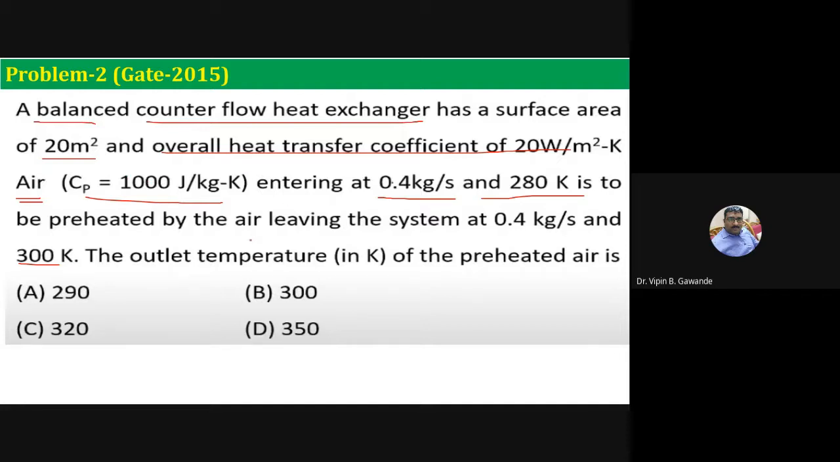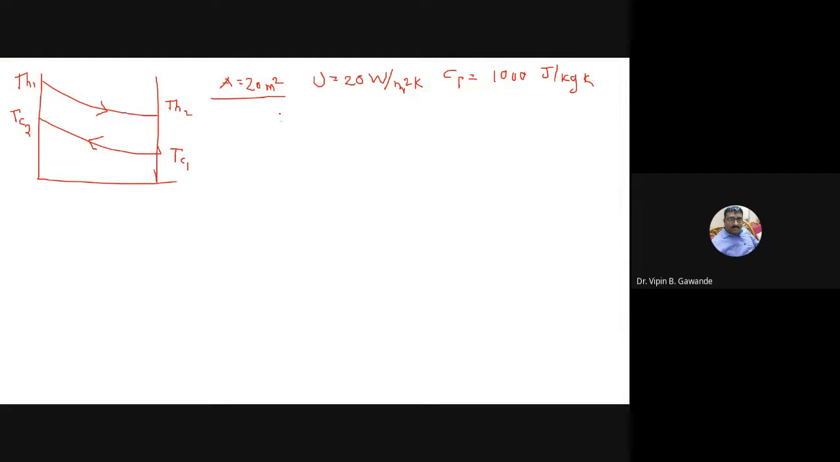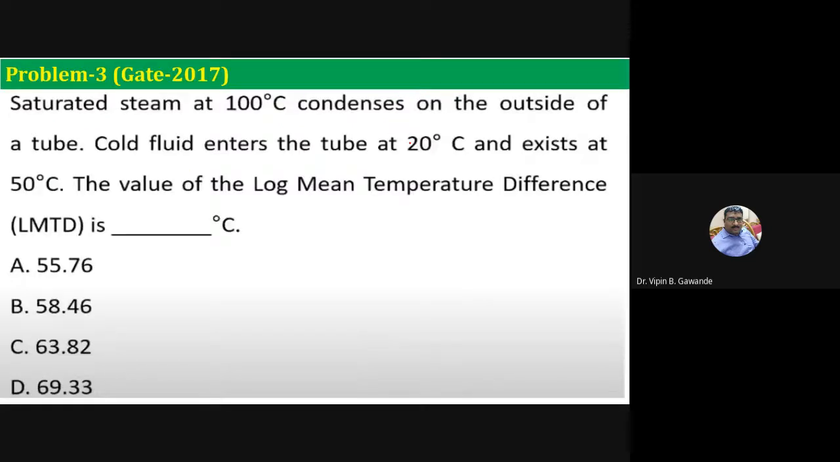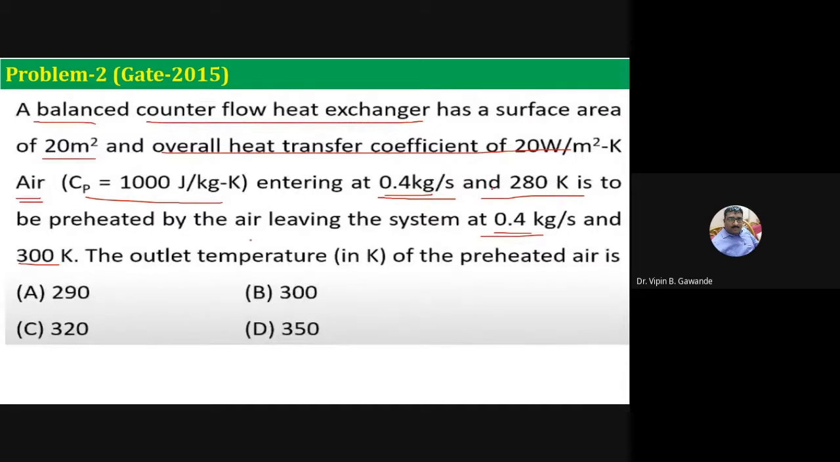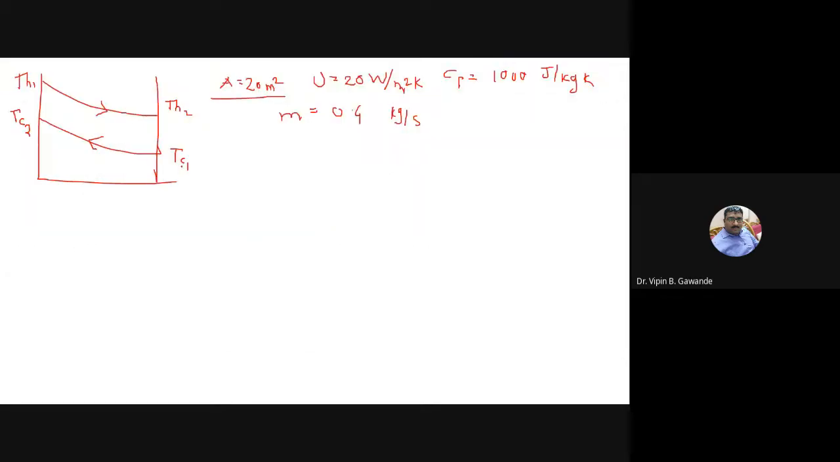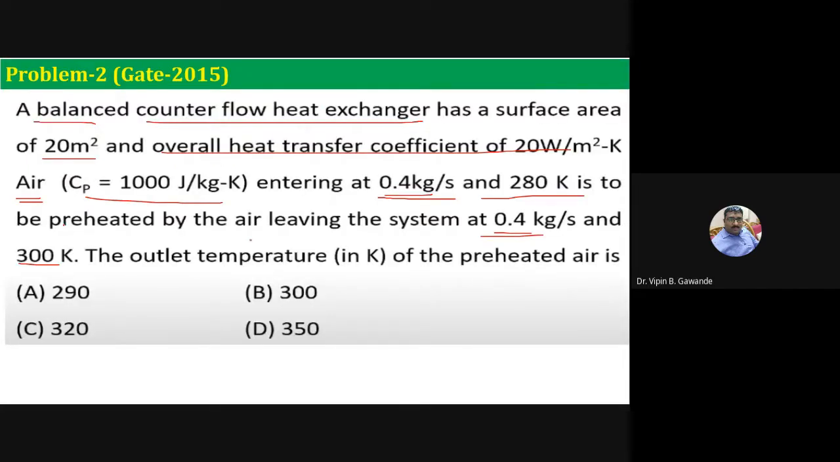So what will be this? We will write this down as 0.4 kg per second. So for both the fluids, that is air only, the mass flow rate is 0.4 kg per second. Okay, this 0.4 kg per second is given. And air is entering at 280 Kelvin, so this is the entering temperature, 280 Kelvin. It is to be preheated by the air.